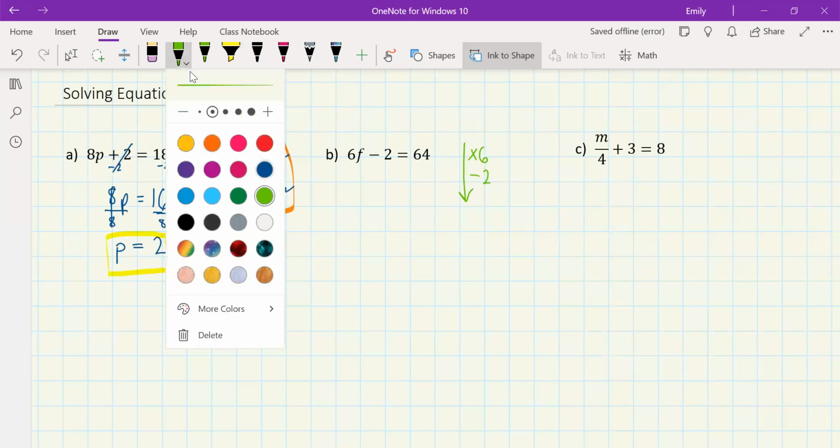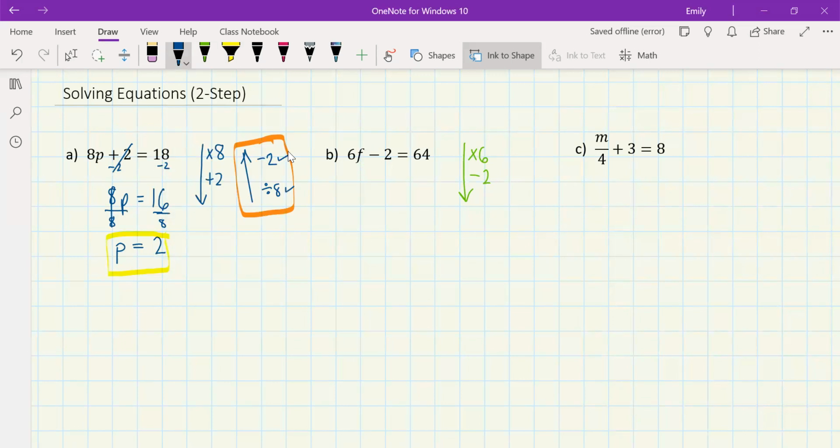Now let's actually solve it. Let's do it in blue. How are we going to solve it? We need to do the last thing that happened. It's the first thing we need to do the opposite of. So the last thing to happen was the minus 2. So let's add 2, and then we have the next thing to worry about is times by 6. So we need to divide by 6.